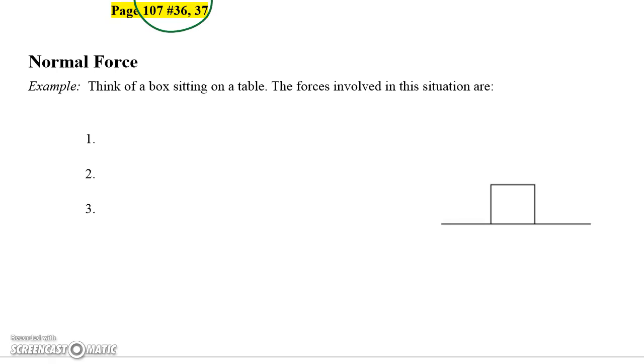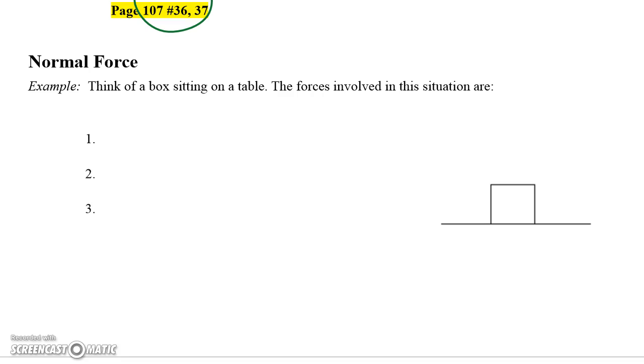Alright, so this is the 6th installment to our forces unit. There's quite a few parts to this unit, but they're all very related and they just build on each other. So now we've talked about the tension force, we've talked about Newton's laws. Now we're going to talk about probably one of the biggest byproducts of Newton's third law, known as the normal force. So let's think about a box.